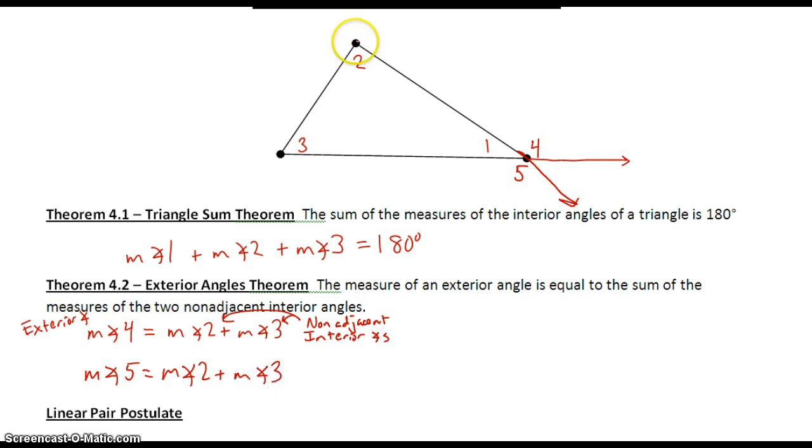Well, I can do the same thing around angle 2. If I extend this side in this direction, I create an exterior angle here that I'm going to call 6. The measure of angle 6 is going to equal the sum of my 2 non-adjacent interior angles, angle 1 and angle 3. If I extend this side of the triangle, I create another exterior angle, angle 7. And the measure of angle 7 equals the sum of these 2 non-adjacent interior angles.